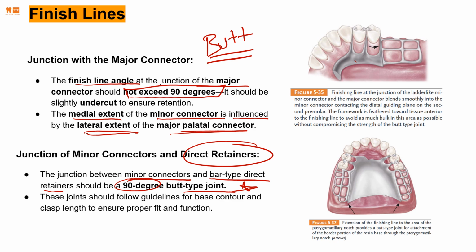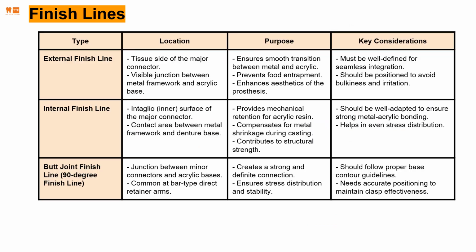Otherwise, what would happen? It would flex and it would break. Like, for example, imagine the major connector came like this and this was the finish line. Amount of area that is here is unsupported. If there is force here, it will break. Right? So butt joint is very important. These joints should follow guidelines for base, contour, clasp, length, and ensure proper fit.